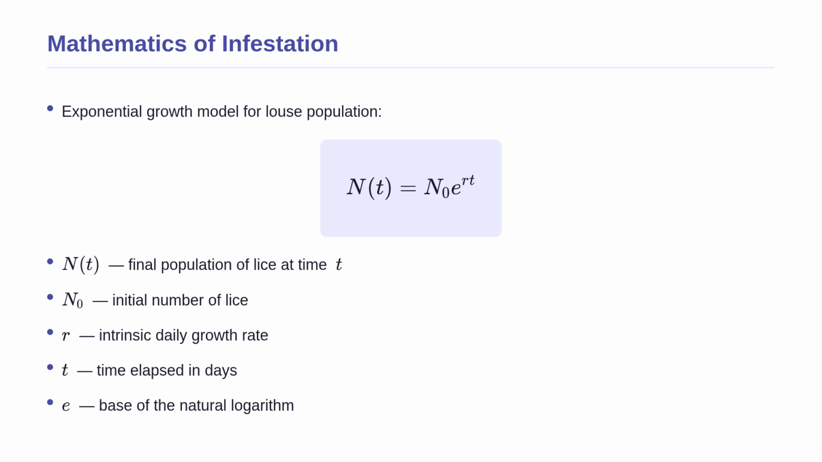Let us break down these symbols. N of t is the final population we want to find. N naught is the initial number of lice that start the infestation. The variable r is the daily growth rate, which depends on temperature and blood availability. The variable t is the time in days, and e is the mathematical constant. If the growth rate r increases, perhaps due to warm winter clothing, the final population will skyrocket much faster, drastically increasing the risk of disease transmission.